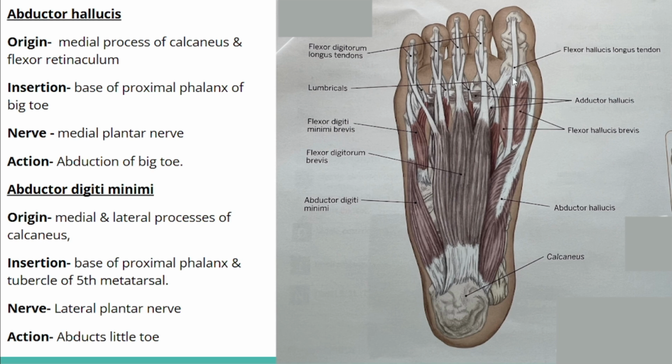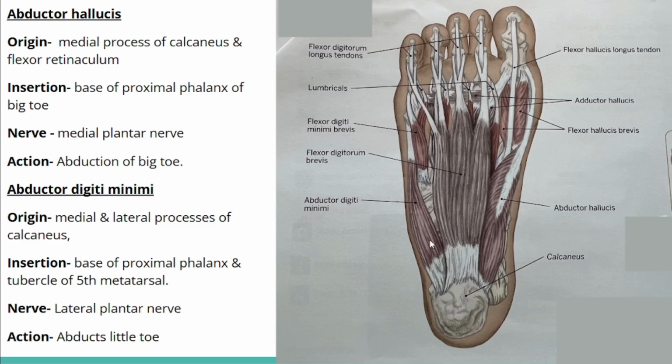We'll talk about the abductor hallucis. This is the muscle. It arises from the medial process of the calcaneus and also from the flexor retinaculum, and inserts into the base of the proximal phalanx of the big toe. It is also innervated by the medial plantar nerve, and it does abduction of the big toe.